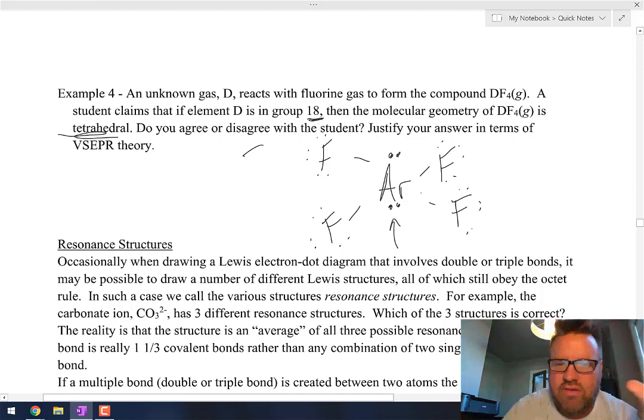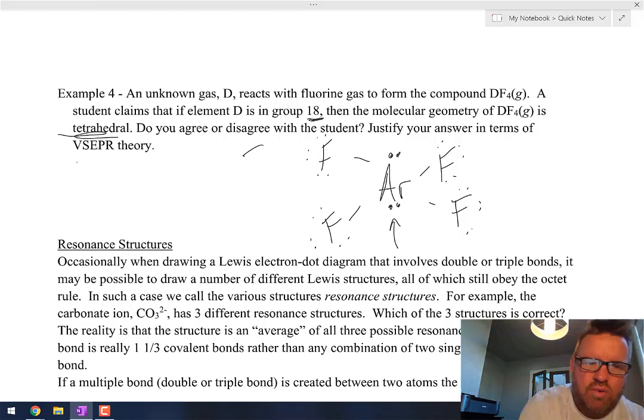Whether it's argon or krypton or neon or xenon, that shape is exactly the same for all of them. Is that a tetrahedral shape? Of course not. No. I'm going to absolutely disagree with that statement.